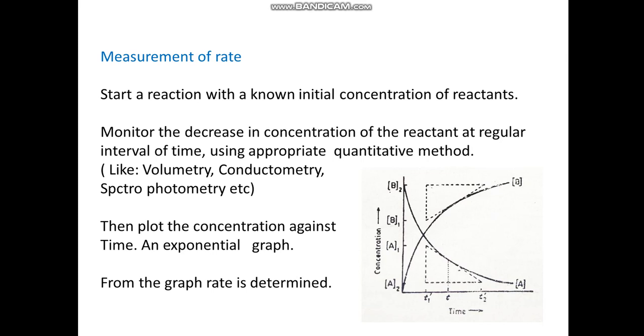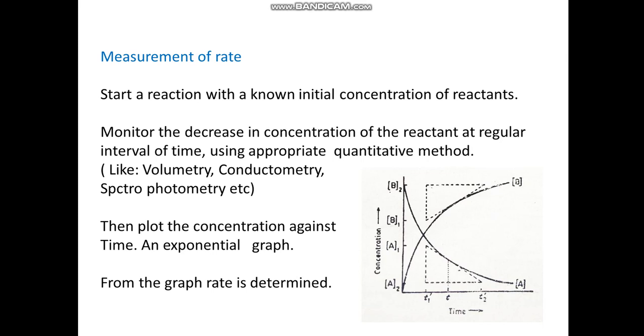Then plot the concentration changes against time. The result is an exponential graph. For the reactant, it is exponential downwards, and for the product, it is exponential upwards. As shown in the figure, the y-axis is concentration and the x-axis is time. Initially, the concentration of the reactant A is very high and goes on decreasing with time. And initially, the concentration of the product B is 0 and goes on increasing with time.